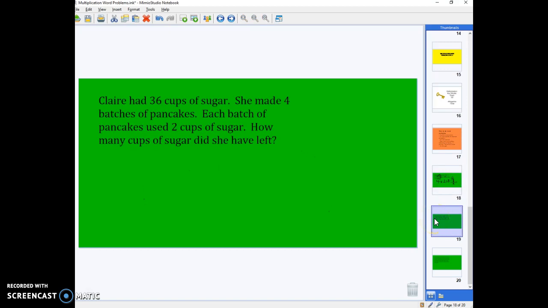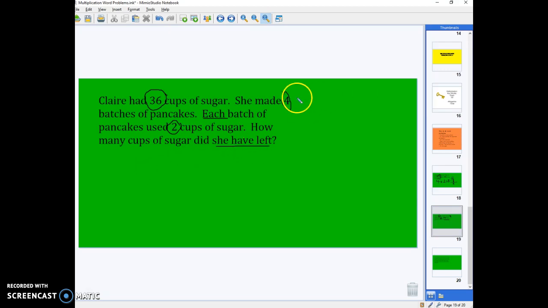Claire had 36 cups of sugar. She made 4 batches of pancakes. Each batch of pancakes used 2 cups of sugar. How many cups of sugar did she have left? So 36, that's what she started out with. And then she made 4 batches with each batch using 2 cups of sugar. How many cups did she have left?